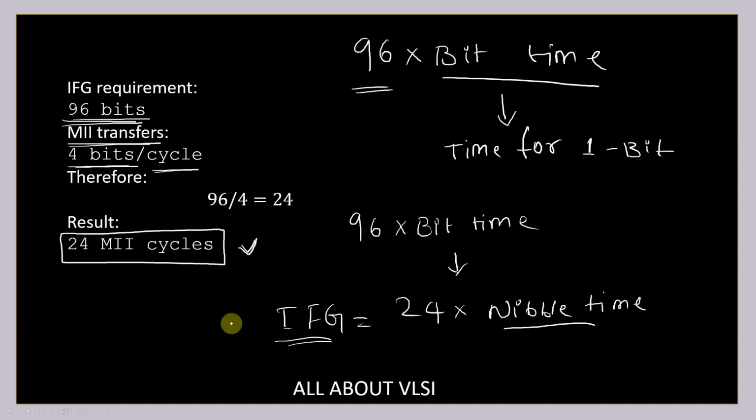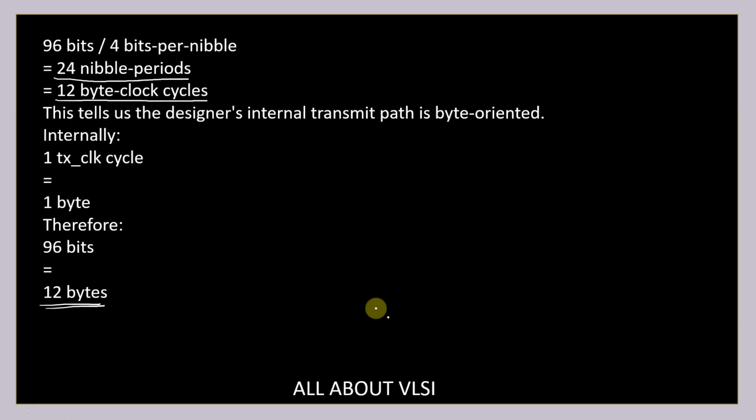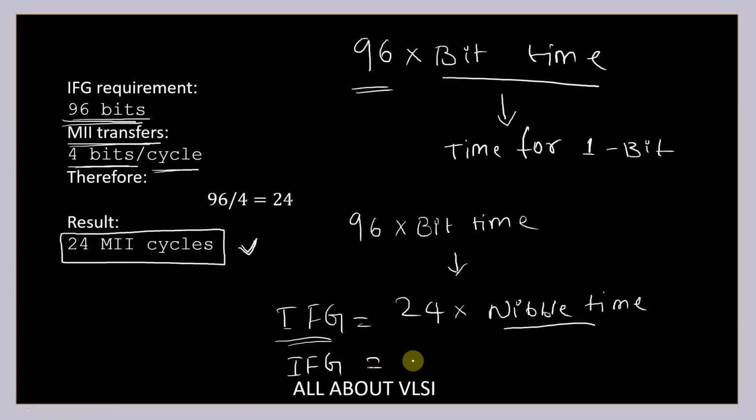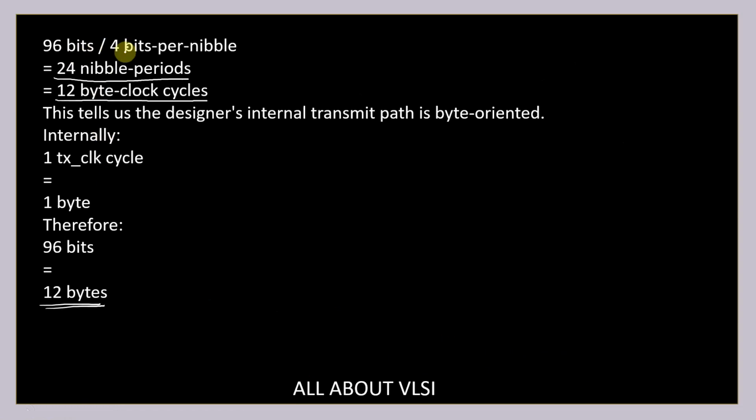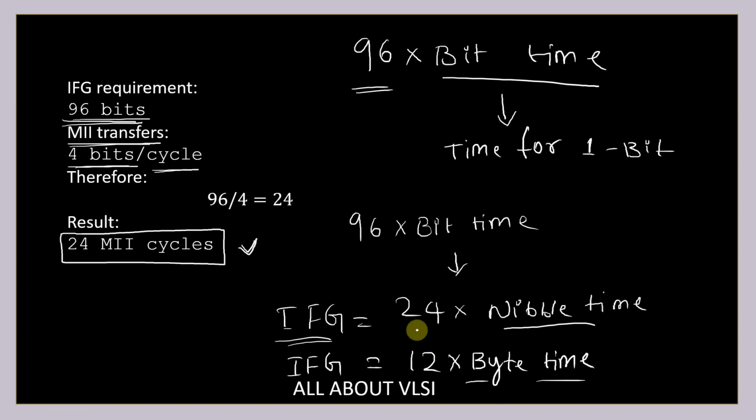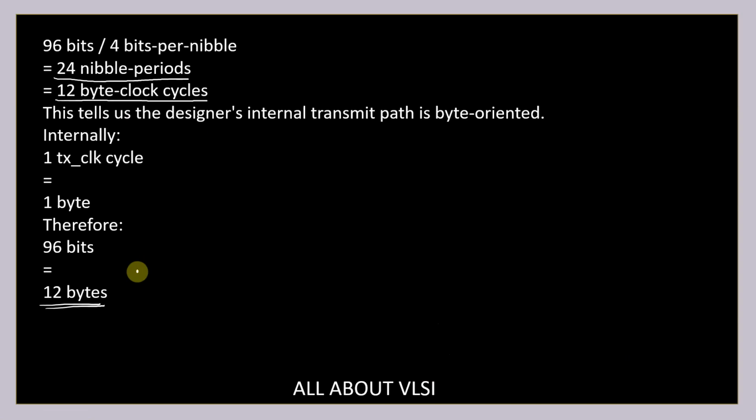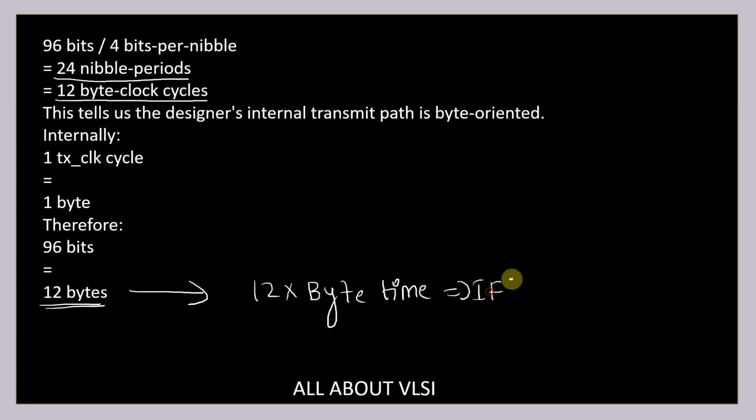In the previous modules also we have seen. So that means IFG will be now, if you divide 24, you are going to get 12, which is nothing but 12 into byte time, because for one cycle you are going to send 1 byte of data. That means if you further divide 24, sorry, I mean 24 divided by 2, you are going to get 12 into byte time. Okay, so this is nothing but my IFG. So 12 into the time required for sending a byte, which is nothing but my interframe gap.